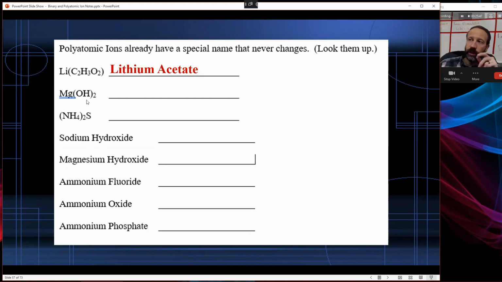Okay. MgOH2. So Mg is an element, find it on the periodic table, it's magnesium. OH, you'll find it in my chart towards the bottom right here, okay, in my chart. Okay, yeah, you could probably just Google what is OH. It'll probably come up as hydroxide. No name change, it already has a special name.